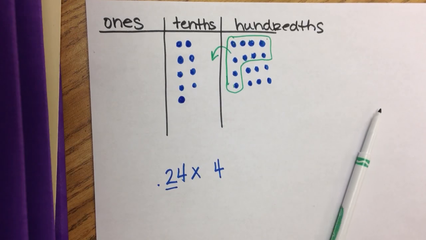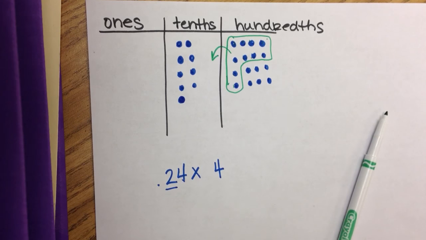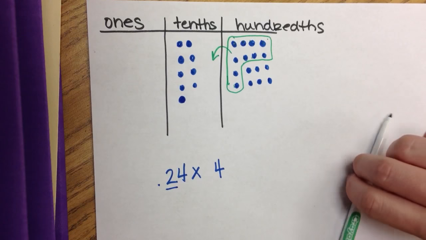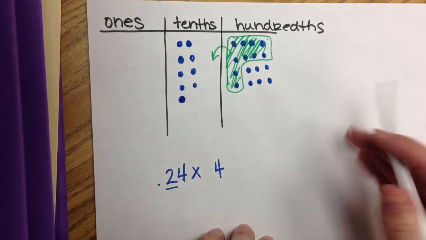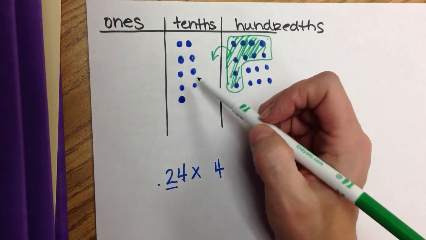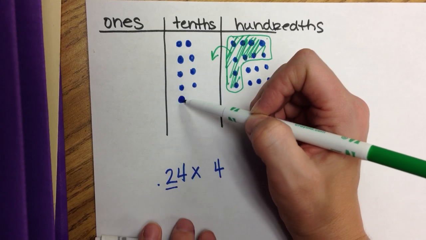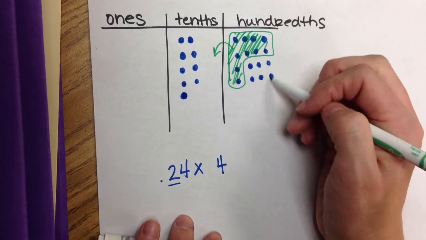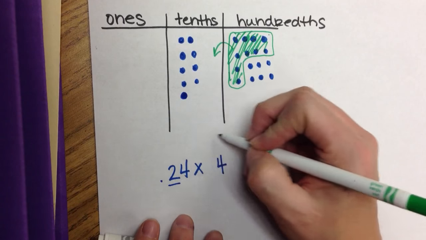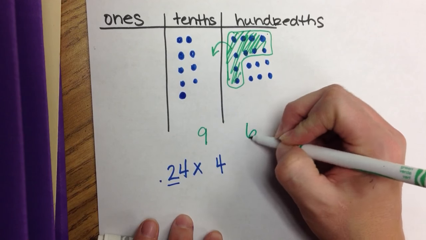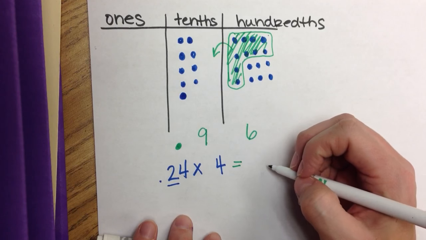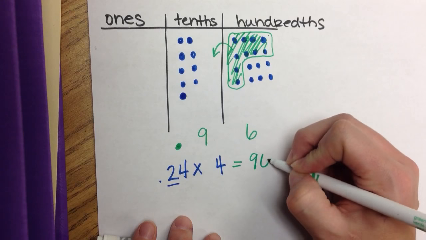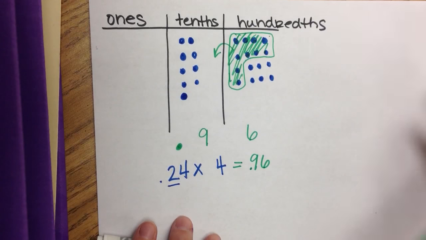If you use the base 10 blocks, remember we can see that much more clearly. This is just a shorthand method. So I'm going to cross those off because we've already taken those over. And so what I'm left with is now I have 2, 4, 6, 8, 9 tenths, so that's plenty there, and I have 6 hundredths. So I have 9 tenths and 6 hundredths. So 24 hundredths times 4, or 4 groups of 24 hundredths, again, is 96 hundredths.